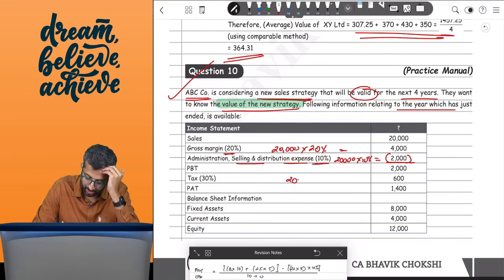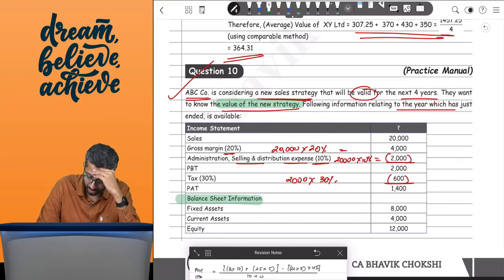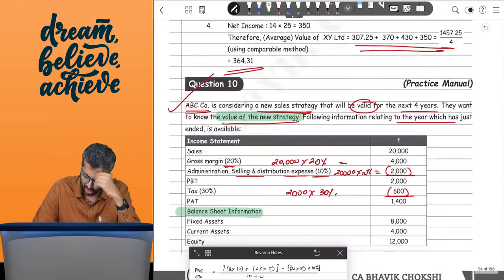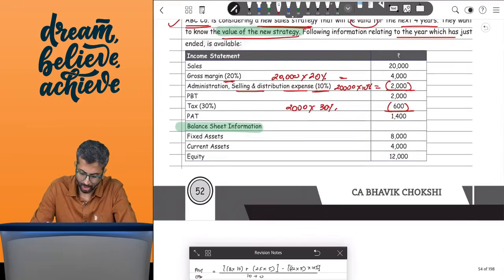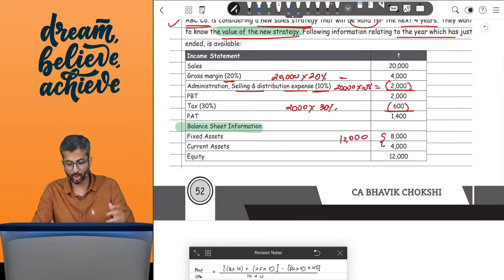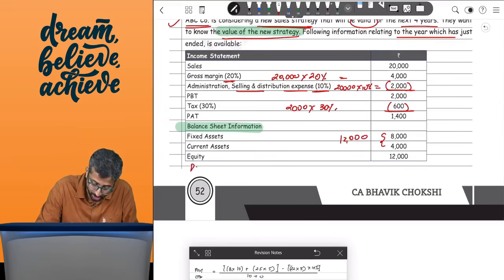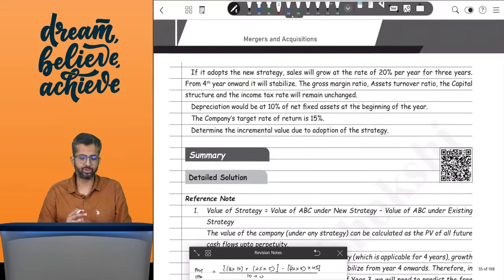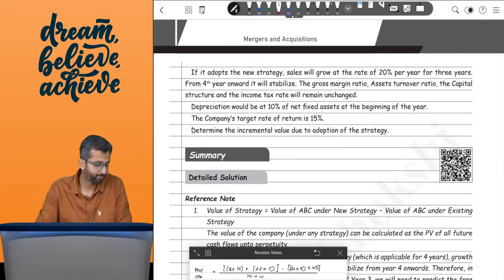So 2,000, which is a PBT, into 30% will give you the tax amount of 600, and hence your PAT is 1,400. Then you have balance sheet information of fixed assets, current assets and equity. Fair enough. An interesting thing to see over here is your fixed and current assets total up to 12,000. That means your total assets are 12,000, equity is also 12,000, which means how much debt must be there? 0, because the entire assets are financed by equity only.